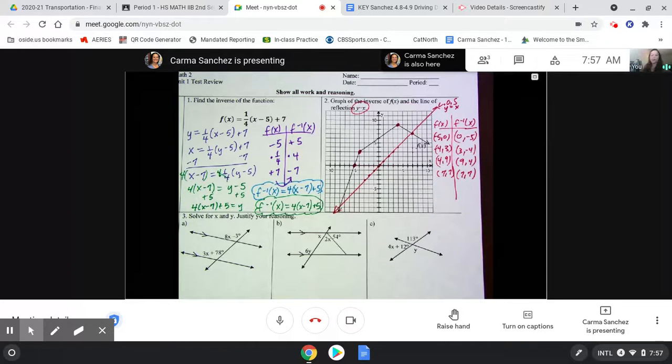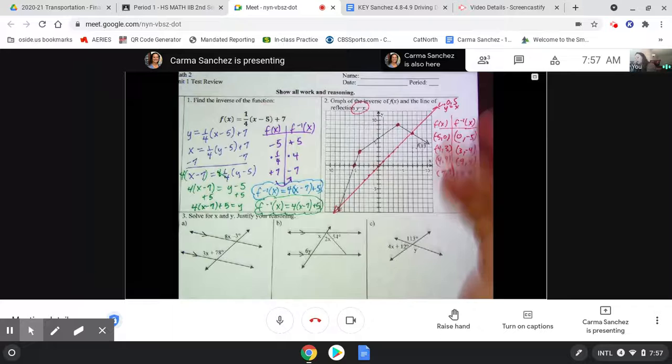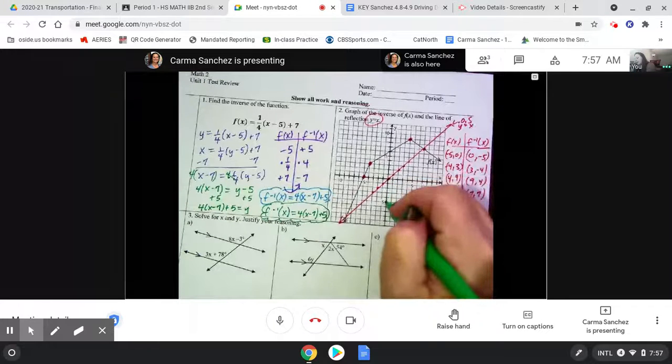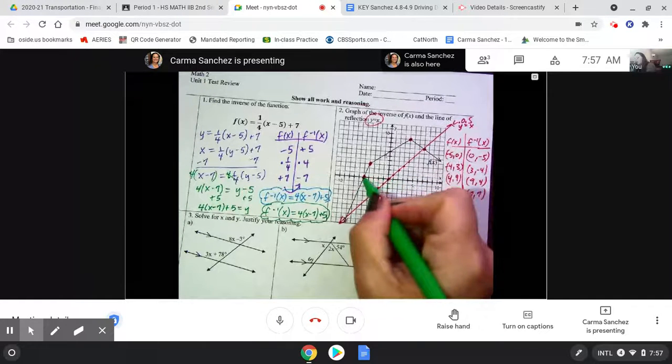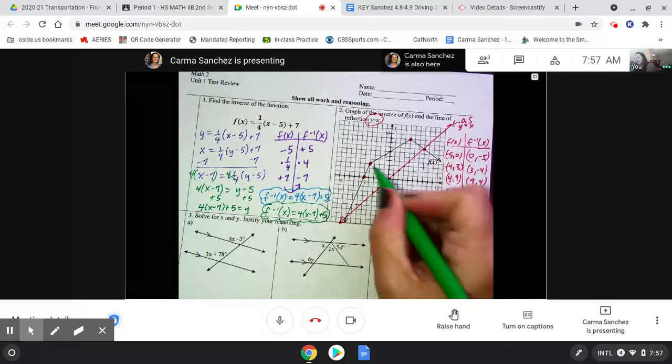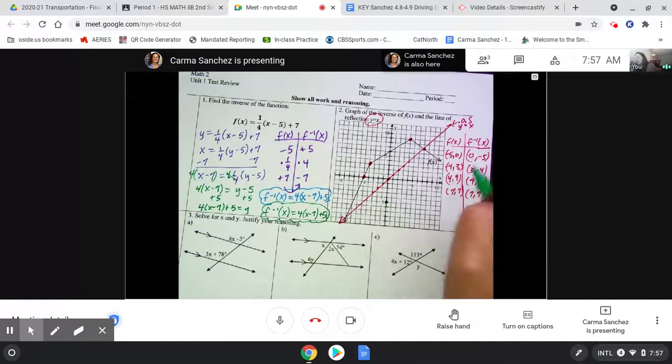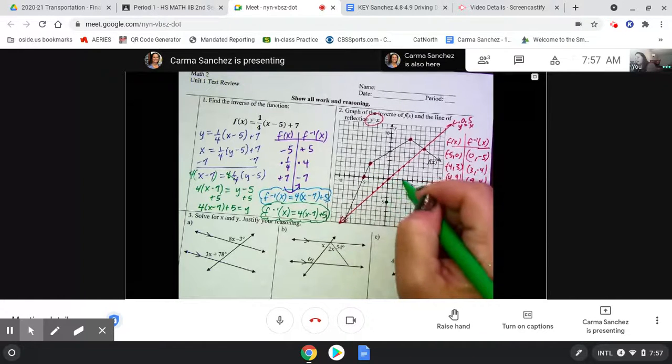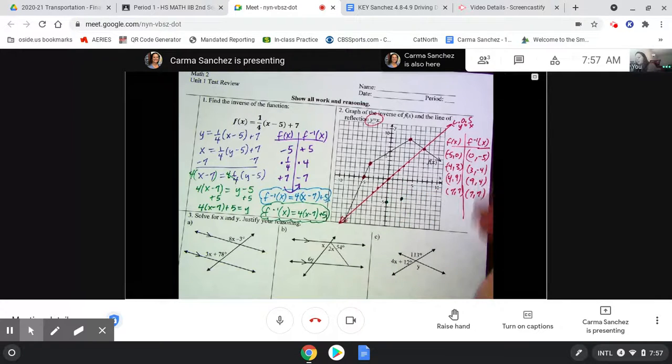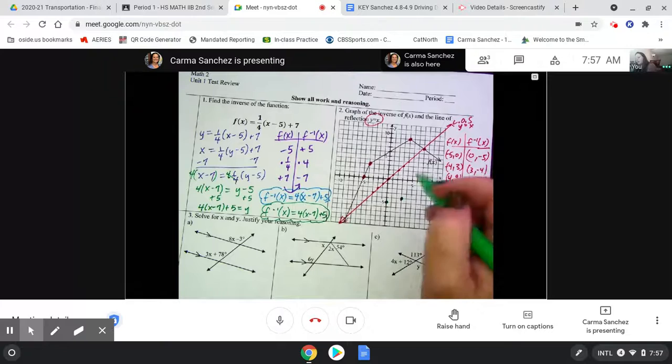So here I go putting it onto the graph. I'm going to use green for this one. 0, -5. What was once a horizontal movement back 5 is now a down 5. Look at my reflected opposite. Next, 3, -4. Next, 9, 4. Next, 7, 7.